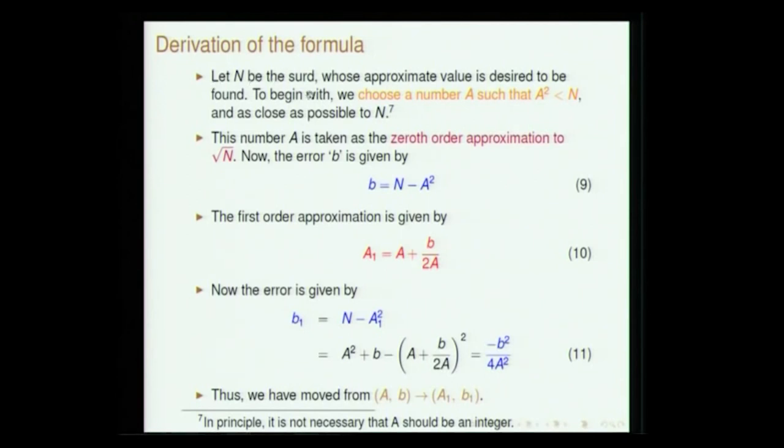Suppose n is the number, and a is the nearest square which is less than n. So we start with a, and the error at this stage is n minus a square. That is why we write the error at this stage is this. So as a first order approximation, we write a plus b by 2a is a1.